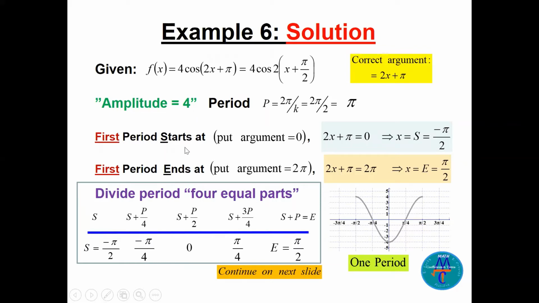Let's find S and E. The first period, put the argument equal to 0. The correct argument, all of it, not x plus pi over 2. All of that. See, all the correct argument. So x will be minus pi over 2. The graph will start from here. You see, this is S. Take the argument equals 2 pi. So x will be pi over 2. So take pi here minus pi on the other side, divide by 2. So pi over 2, this is the end.